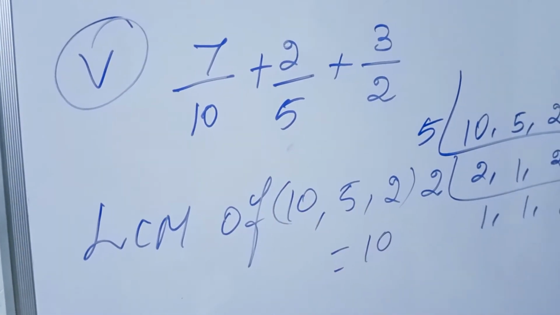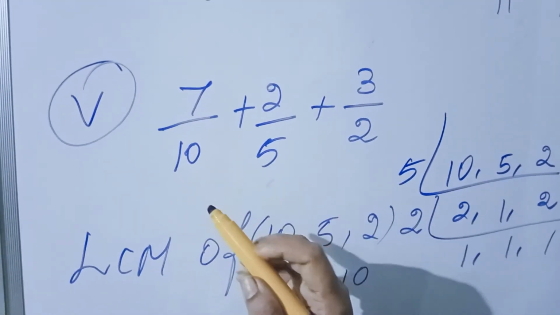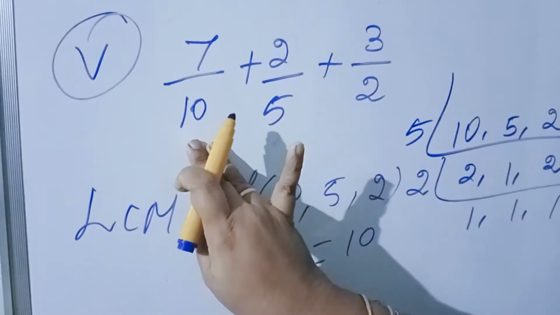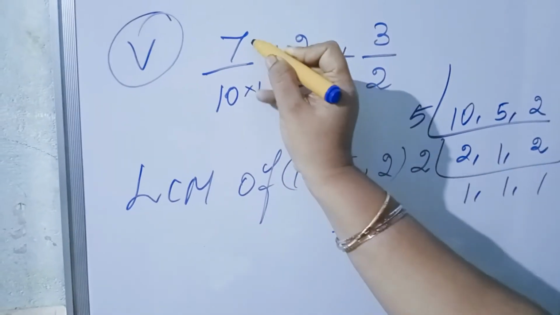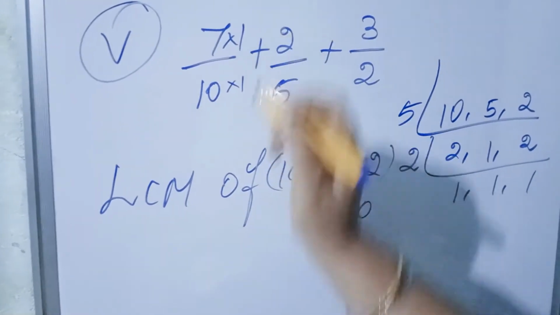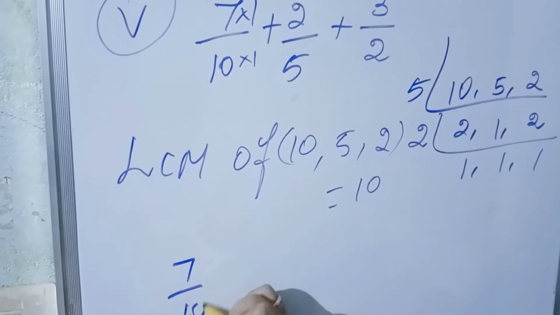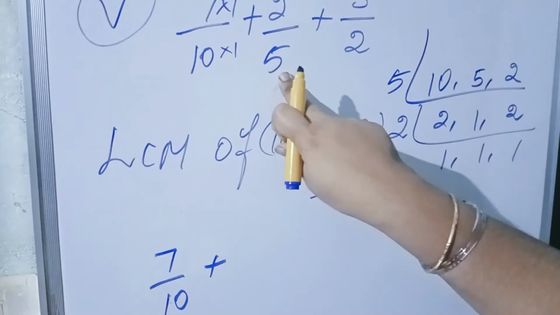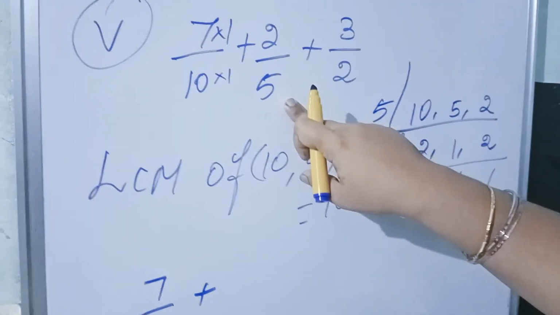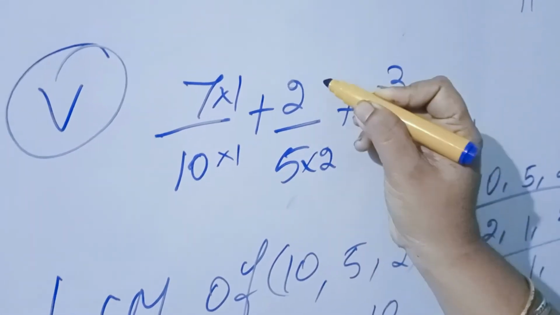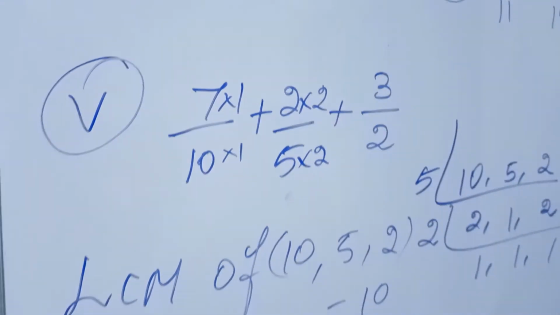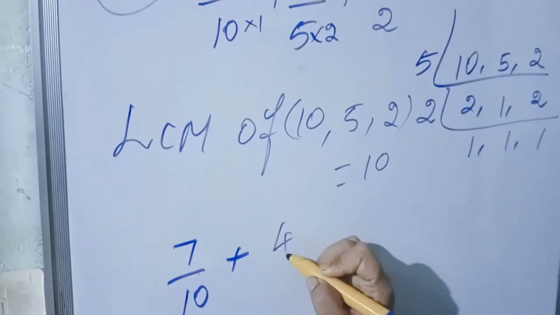Now the first one, 7 by 10. The denominator is 10 only here. So no need to multiply with any other number. Just multiply with 1. The numerator also gets the same number. So 7 by 10. That is the first one. Next one, 5 here. Which number do we have to multiply here to get 10? 2, is it? So that same number you should multiply in the numerator also. So 2 twos are 4, 4 by 10.